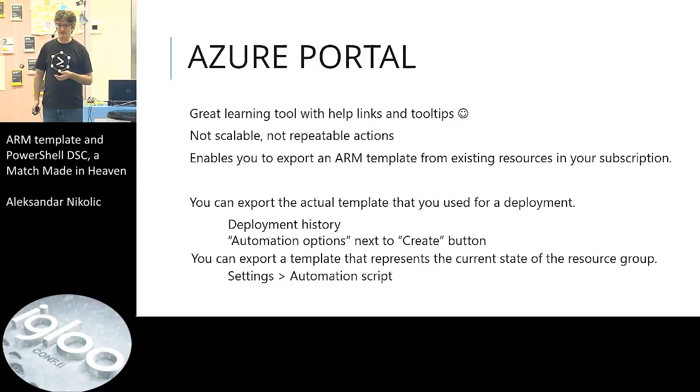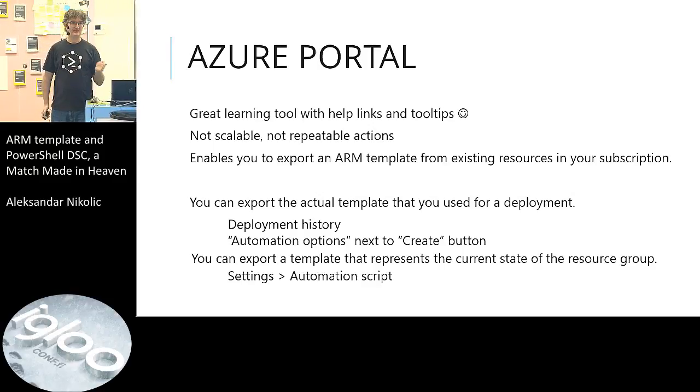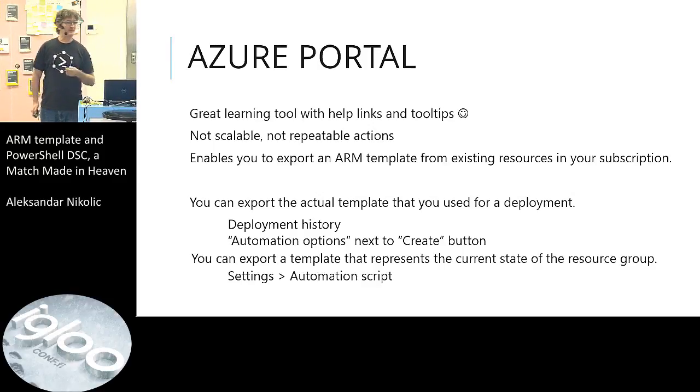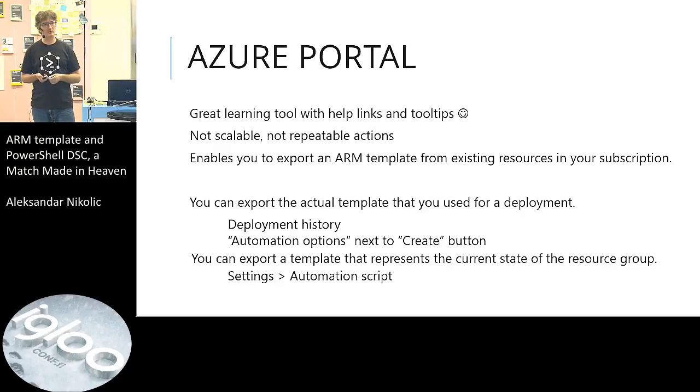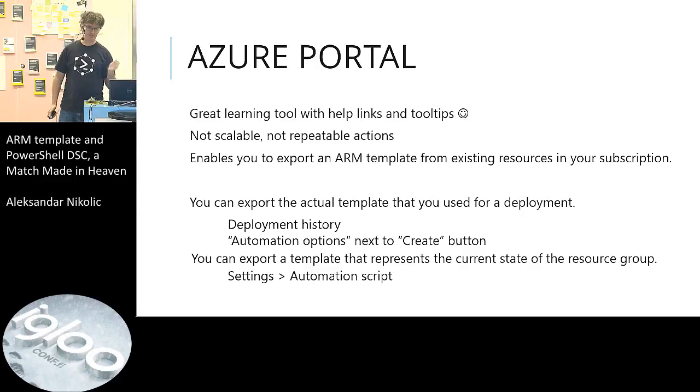When you work with the Portal, it's also possible to export templates. Usually the first experience for people who never worked with templates before is through the Portal, and we have a couple of options. You can export the template for the actual deployment that you have, and for that you can go to the deployment history option, or during creation you have the automation options button next to the create button. If you click it, you will see the underlying template that will be deployed once you click the create button.